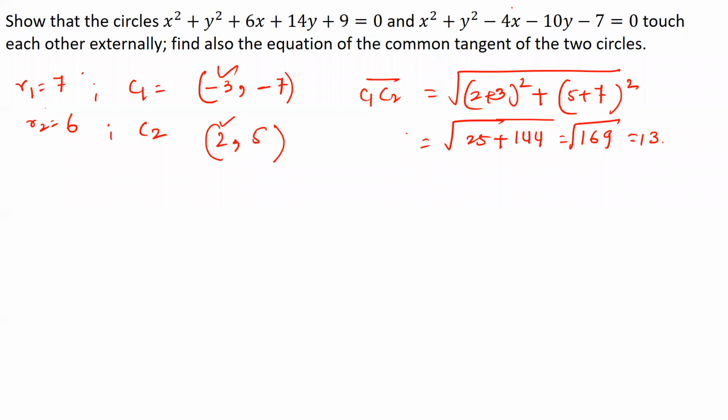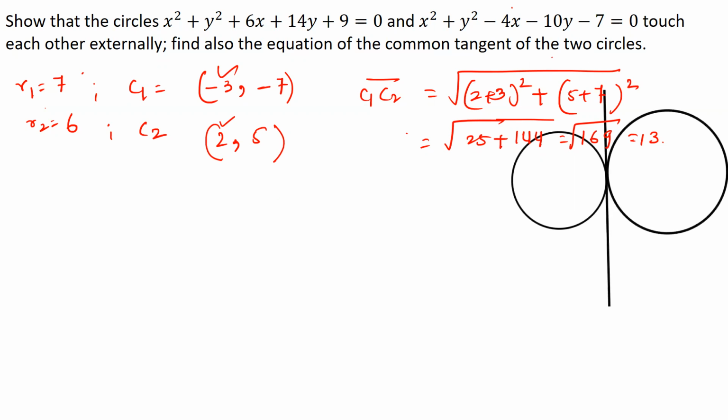Now come to the second part of the question. Also find the equation of the common tangent of the two circles. Remember that we understood that if we need to find the equation of any curve that passes through the point of intersection of these two circles, suppose these are the two circles and we need to find another curve, then I told you to take equation 1 plus k times equation 2.